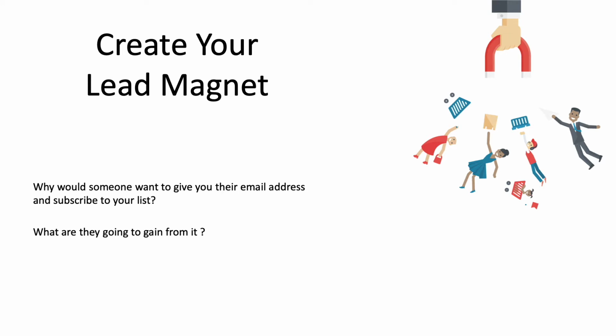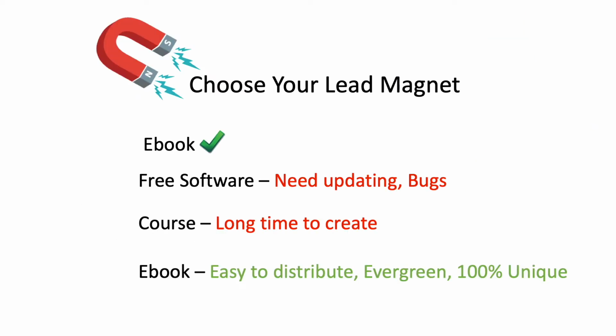So the answer is, for people to subscribe to your list, we need to initially offer them something of value, which is where the lead magnet comes in. So 3 of the most common lead magnets, and there are others, but these are really the most common ones, are ebooks, mini courses and software.